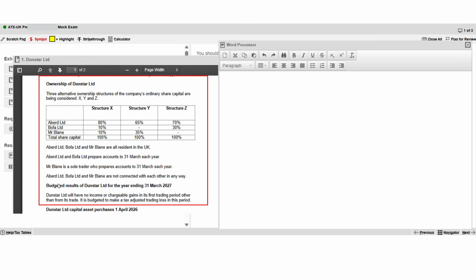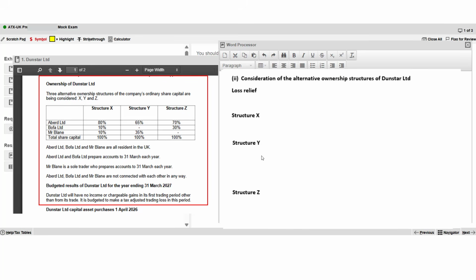And then down at the bottom, the budgeted results of Dunstar, it just says that it's budgeted to make a tax-adjusted trading loss. So there are no numbers here. It's purely written, and we need to think about whether the loss of Dunstar can be used by the 2 other companies and Mr. Blaine for each of these structures. So I would be setting up some headings: consideration of the alternative ownership structures, general comment about loss relief, and then structure X, structure Y, and structure Z.